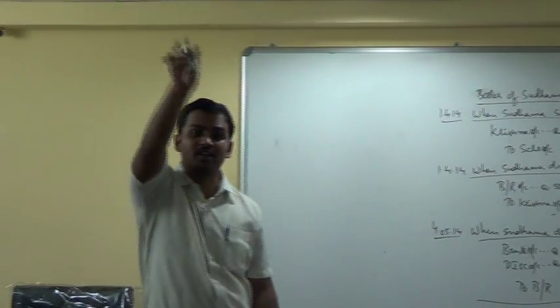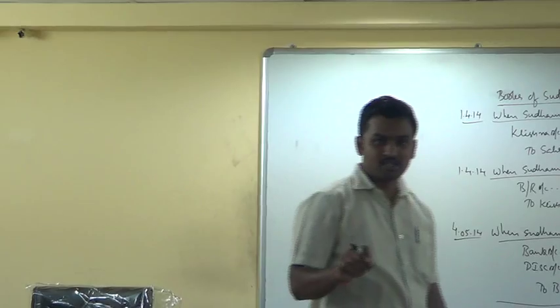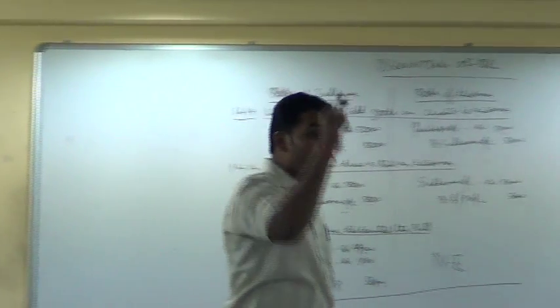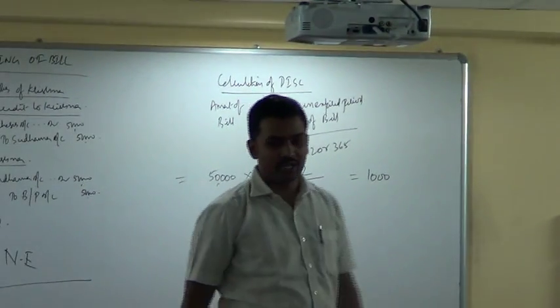Last transaction. Who has to honor the bill ultimately? Krishna. Who is the drawer of the bill? Krishna is the drawer of the bill. Who is holding the bill now? Bank. On due date, bank will approach Mr. Krishna and Krishna has to honor the bill.